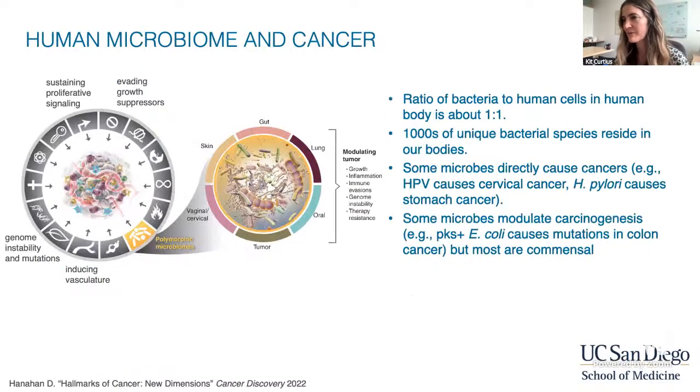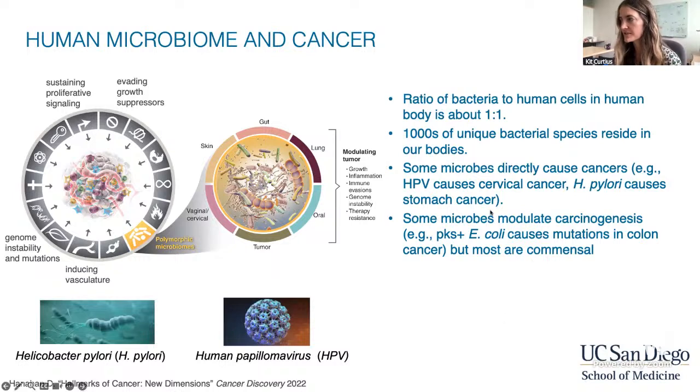So why do we look at the human microbiome? This has kind of been a new space for us the past 5 years. And one of the reasons is that there's really so many bacteria in your body. So there's about 1-to-1 bacteria to human cells in the human body. There's thousands of unique bacterial species that reside in our bodies. And we know that some microbes actually cause cancers. So things like human papillomavirus causing cervical cancer and some types of oral cancers. And then, as I mentioned, Helicobacter pylori is a cause of stomach cancer.